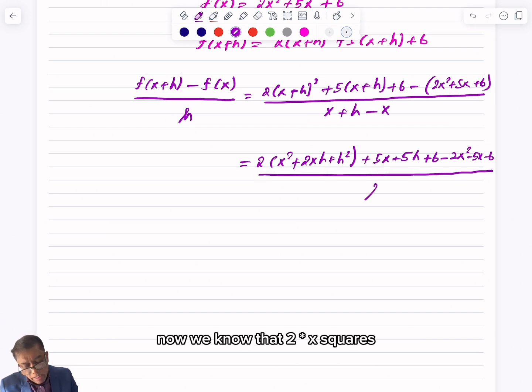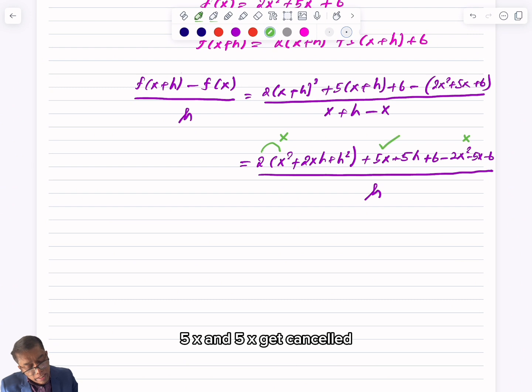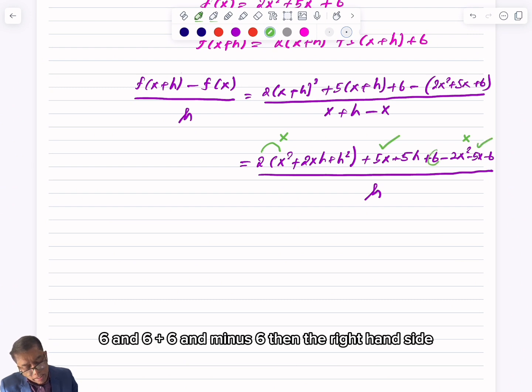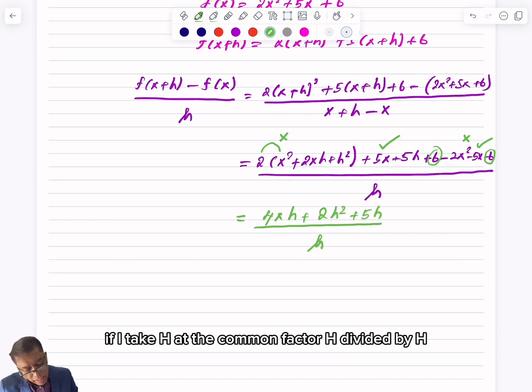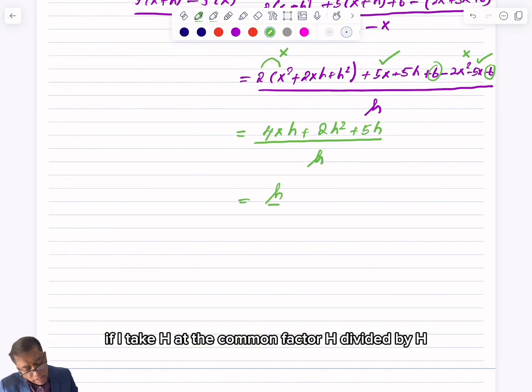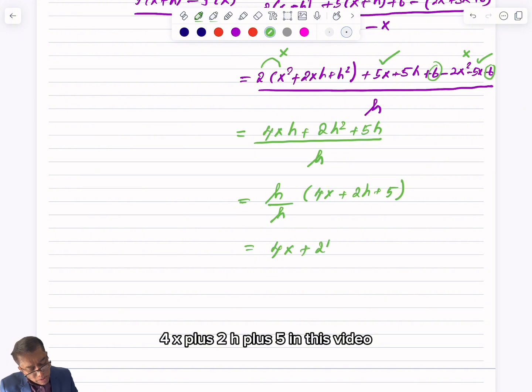Now we know that 2 times x square is 2x square and this minus 2x square get cancelled. 5x and 5x get cancelled. 6 and minus 6 cancel. Then the right hand side is 4xh plus 2h square plus 5h divided by h. If I take h as the common factor, h divided by h, 4x plus 2h plus 5. Then the average rate of change is 4x plus 2h plus 5.